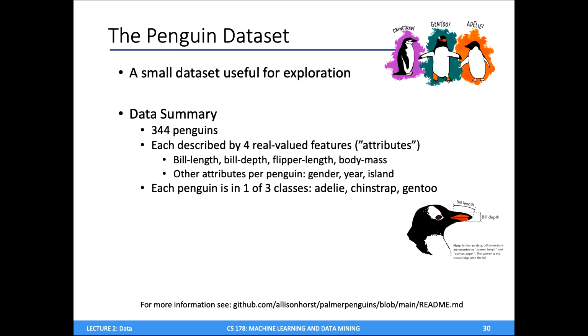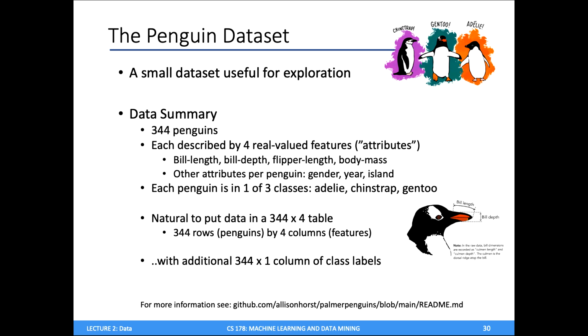There's some additional attributes for every penguin here, such as the gender of the penguin, the year they were measured, what island they were found on, but let's ignore these for now. And this data set comes to us in the form of a classification problem. So each of our penguins in the data set comes from one of 3 possible classes corresponding to the species of this penguin. So we've got Adelie penguins, chinstrap penguins, and Gentoo penguins. If you'd like to download this data set and play around with it, there's the URL at the bottom of the slide, so feel free to do that.